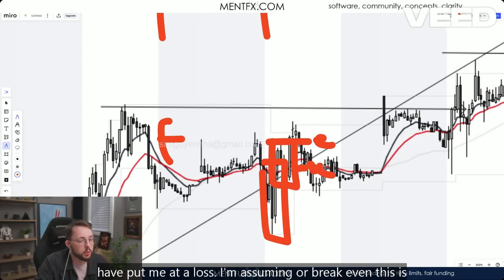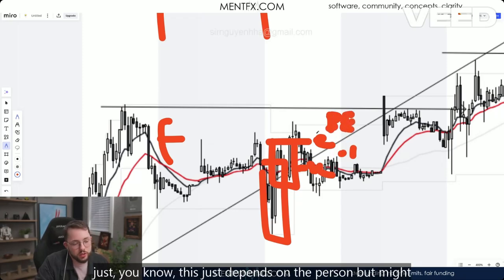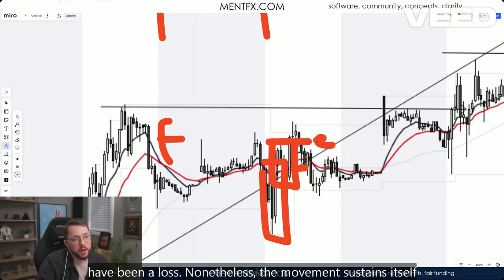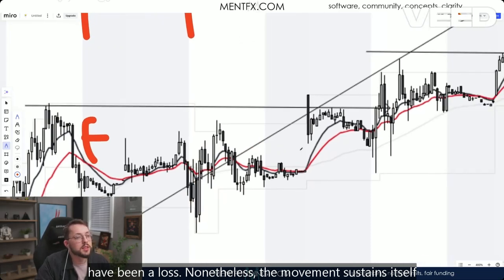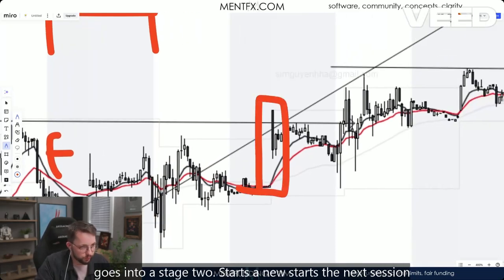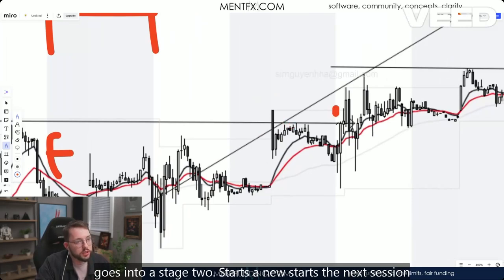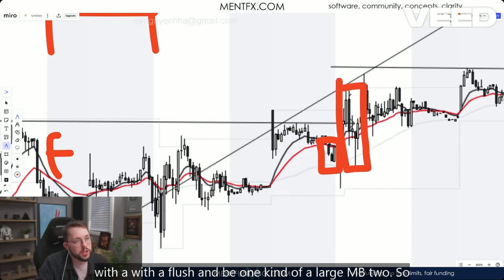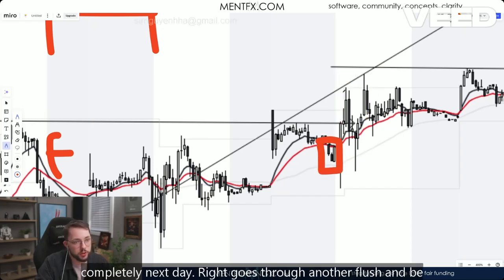And this probably would have put me at a loss, I'm assuming, or a break even. This just depends on the person, but it might have been a loss. Nonetheless, the move then sustains itself, goes into a stage 2, starts the next session with a flush, MB1, kind of a large MB2, so maybe a momentum MB. I'd probably skip this one completely.